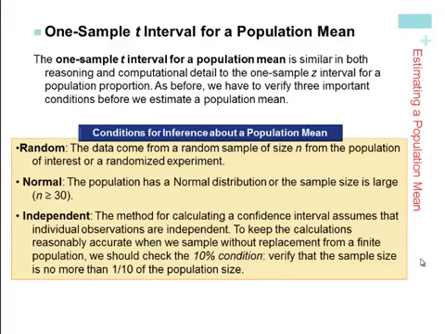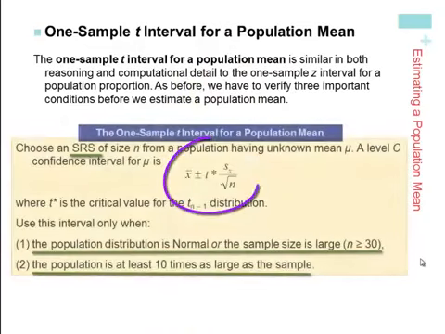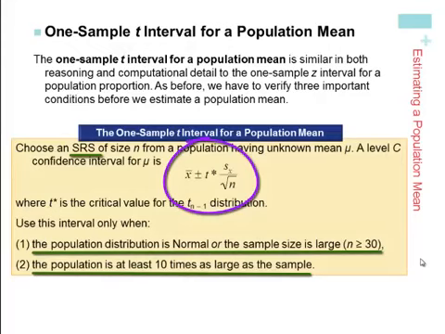Remember from central limit theorem, our sampling distribution will be normal no matter what the original distribution is, as long as n is greater than or equal to 30. And the independence condition, the 10% condition, must also be satisfied. Here again are the formula and conditions for calculating a one sample t interval for means when sigma is unknown.